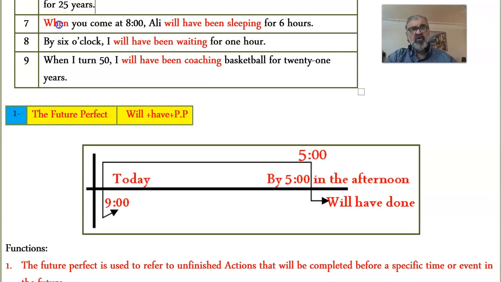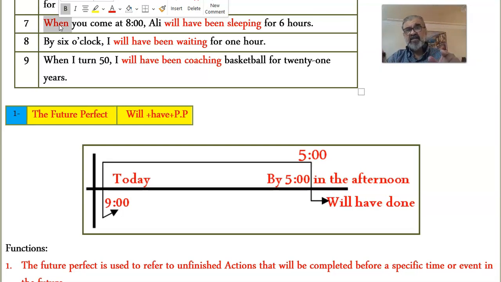When you come at 8, or by the time you come at 8, okay, it could be the same. When you come at 8, Ali will have been sleeping for 6 hours. So Ali started sleeping at 2, and we know that he's not going to wake up until 6 hours from now. That's what he said. So he set the alarm at 6 o'clock, okay, or at 8 o'clock actually. Sorry. So he will have been sleeping for 6 hours.